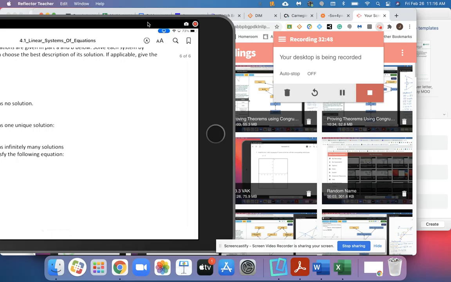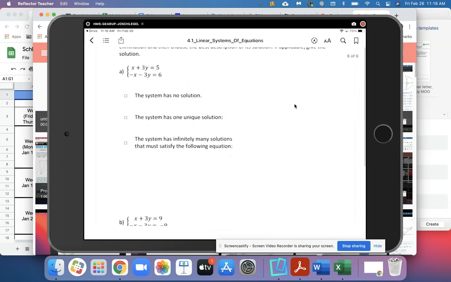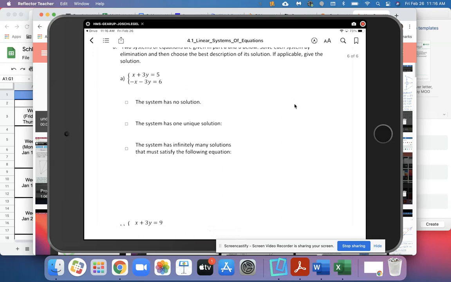All right, I'm back with the last two questions for this video. And so what we've got going on is we are asked to solve this system using elimination and state whether it has one solution, no solution, or infinite solutions. So let's go ahead and take a look at what we've got. We have x plus 3y equals 5, and we have negative x minus 3y equals 6. So when we do elimination, what we are doing is adding those two equations together. And so let's go ahead and do that.